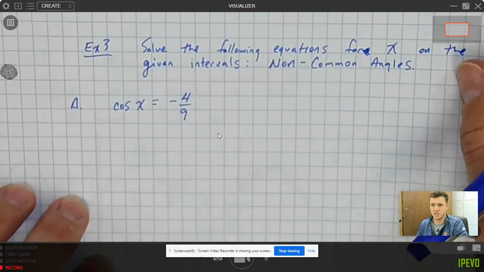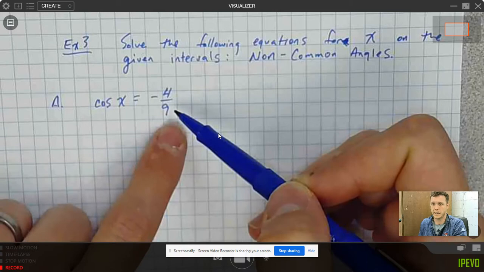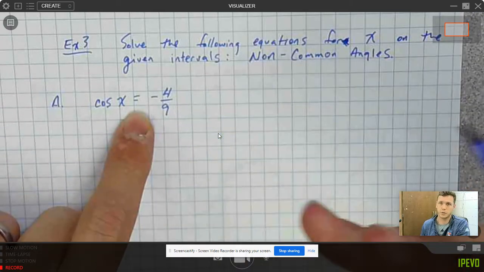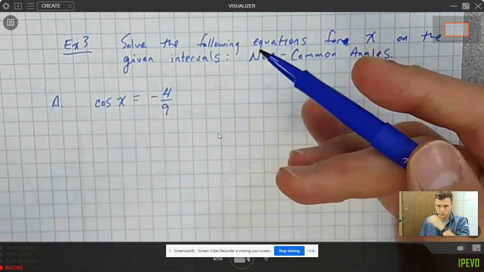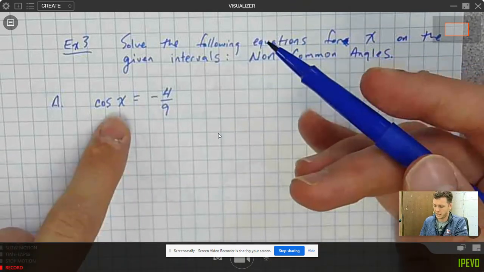So we know that my answers have to be in quadrants. I didn't put the interval. We're just going to do from 0 to 2 pi. All right, they have to be in quadrant 2 and they have to be in quadrant 3.